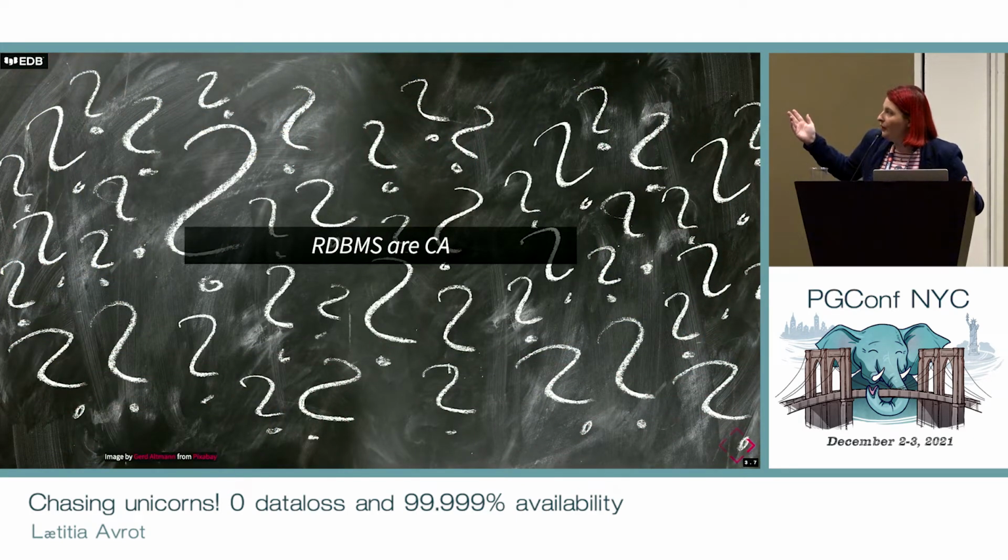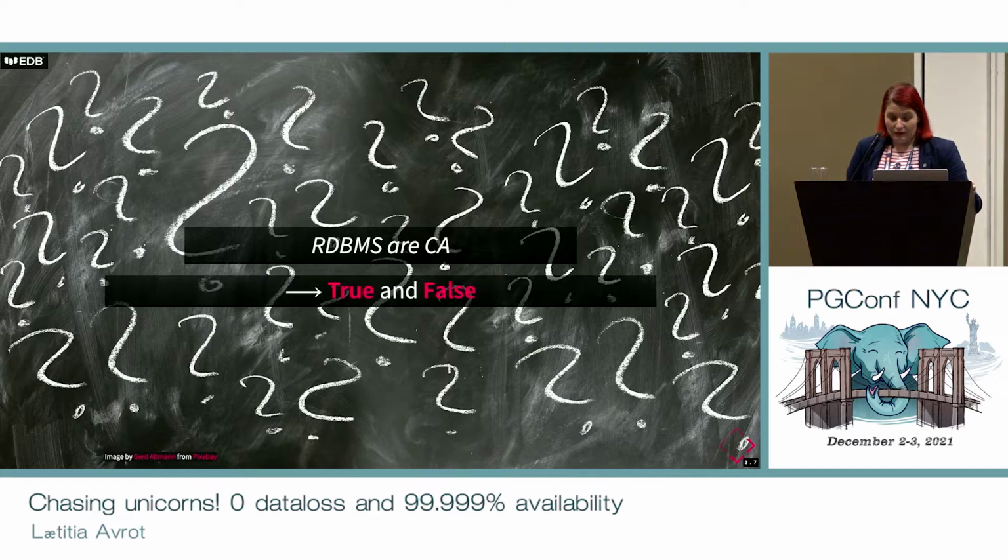I'm sure you've already seen that RDBMS are consistency and availability compliant, but not compliant with network partitioning. That's something that's true and false. Let me explain. If you have only a standalone server, then yes, you can achieve consistency and availability. So in that case, that's CA.